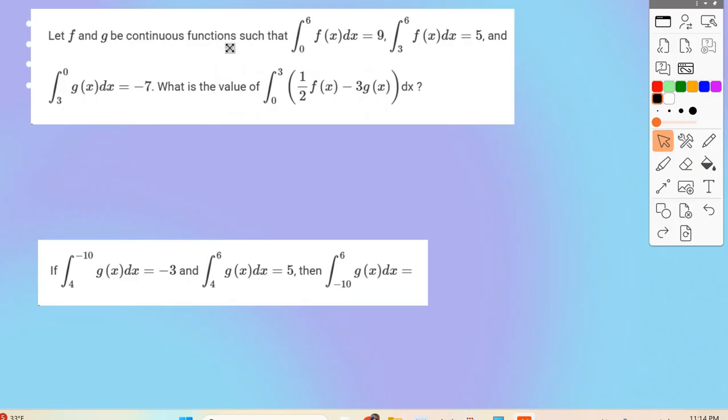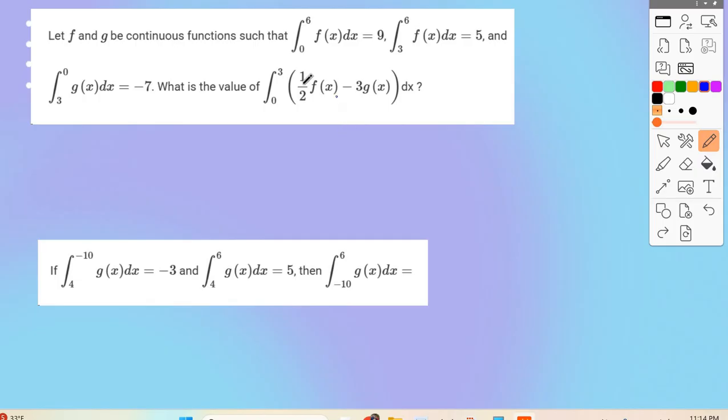So this says let f and g be continuous functions such that I have this first integral from 0 to 6 is 9, from 3 to 6 is 5, and from 3 to 0 of g of x is -7. And they ask me this long thing. So first off, notice that we can treat these as two separate intervals, okay? Because I can just separate this out into subtraction.